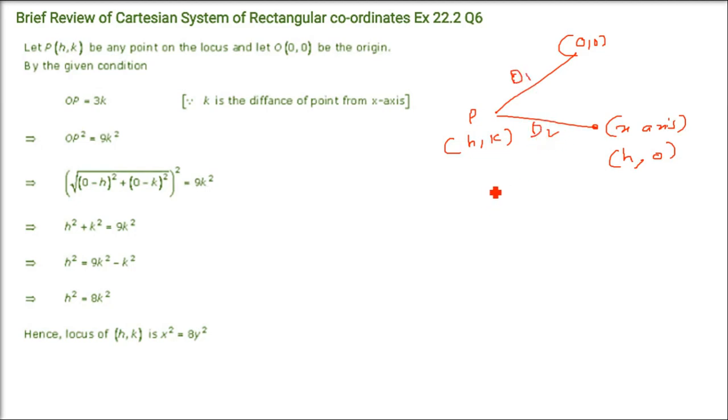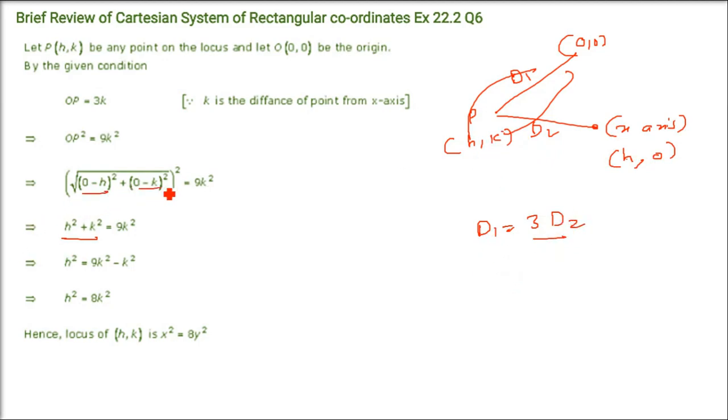So say this distance is d1 and this is d2. So d1 equals 3 into d2. So what is d1? d1 is h minus 0 whole square plus k minus 0 whole square, so h square plus k square under root. And the other distance is h minus h whole square plus k minus 0 whole square, so only k square will come. So it will be 3 times the root of k square.